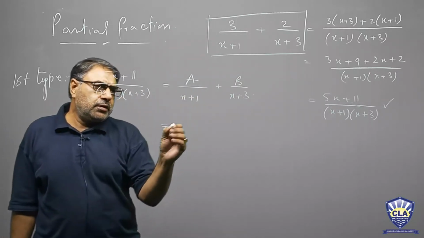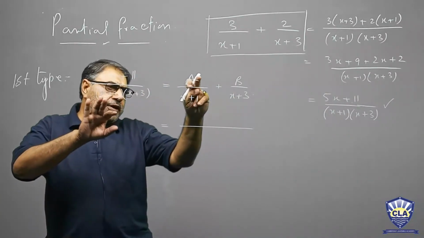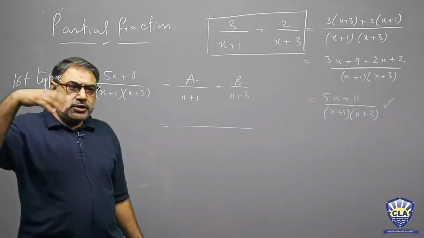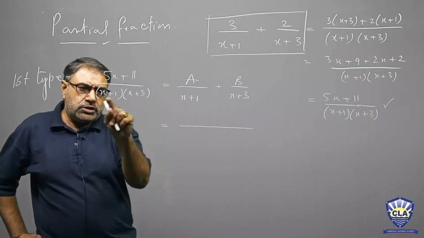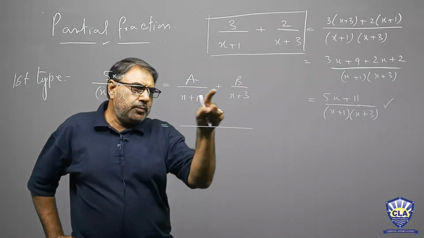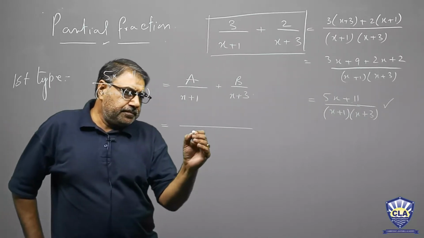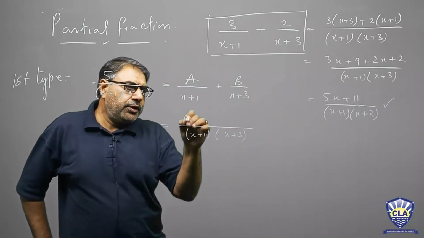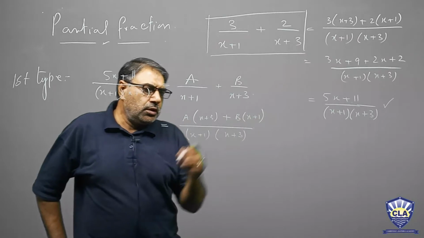Now the same steps. First step is to convert this into the partial fraction by letting the two constants A and B. The type of partial fraction depends on the denominator. There is no square, no x square, no whole square, just simple brackets. Then we will convert into the simple constants A over x plus 1 plus B over x plus 3. Second step is take the LCM, x plus 1 and x plus 3: A into x plus 3 plus B into x plus 1.